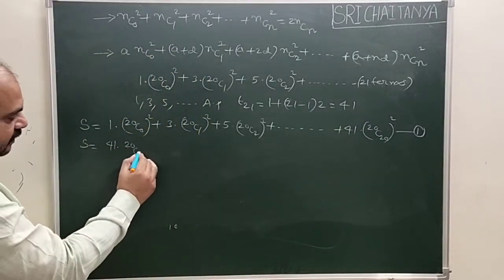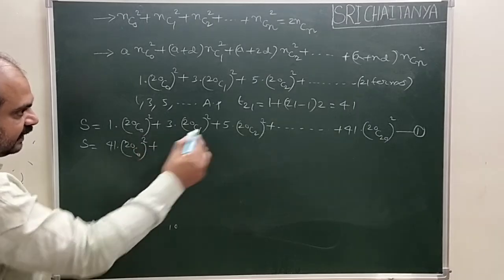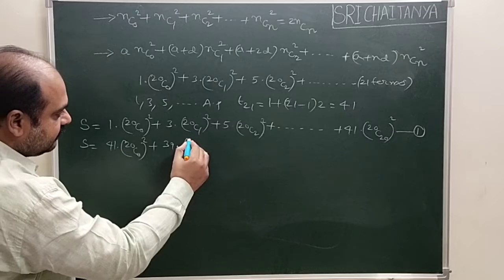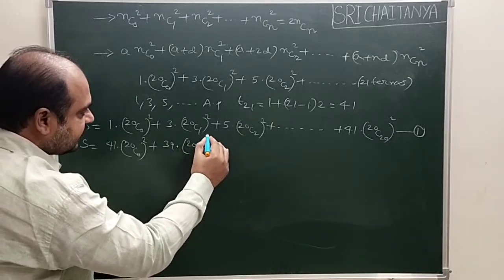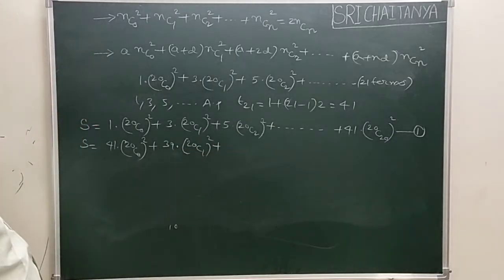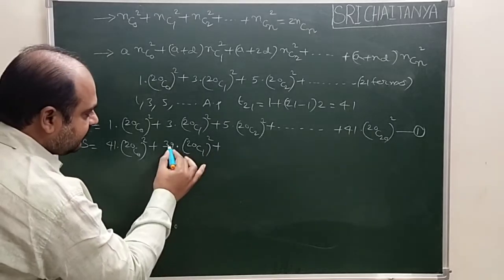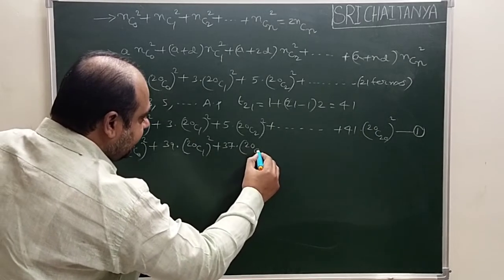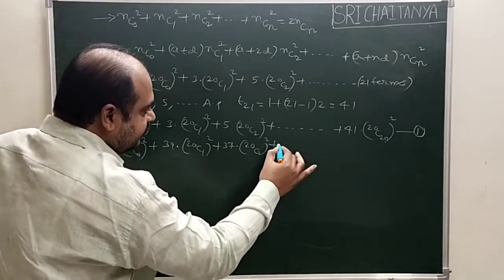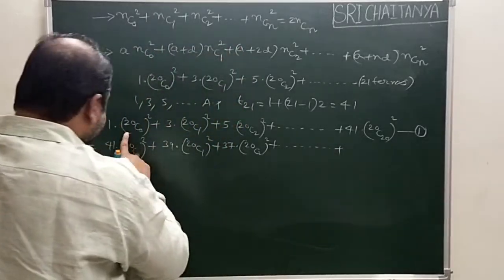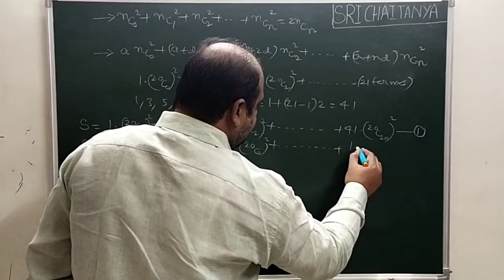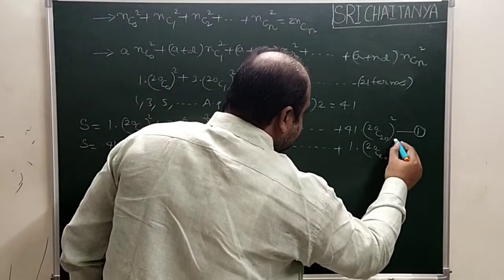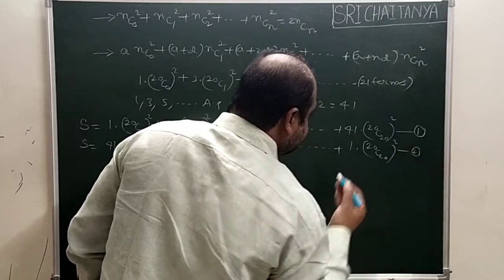20c20 means what? 20c0 square. Before that, minus 2, that means 39 into 20c19 will be there, that is nothing but 20c1 square. Before that, 2 less than this, 37 into 20c18 will be there, and so on. The first term, 1 into 20c0, is nothing but 20c20 whole square. That is equation 2.